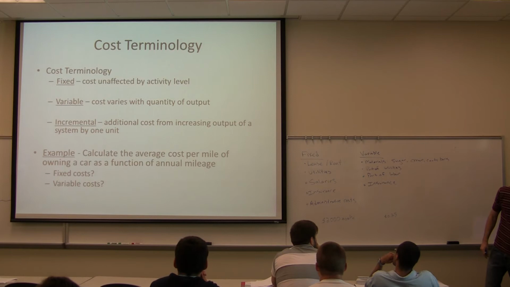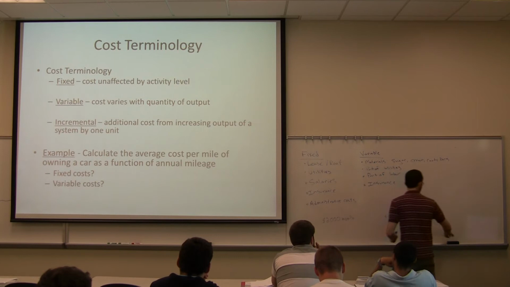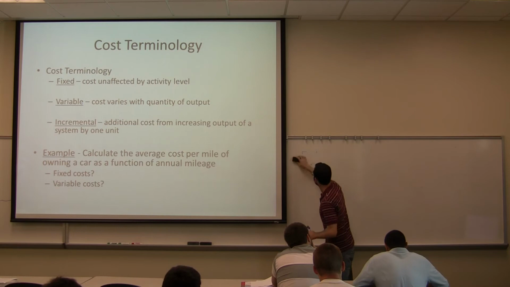So now if we think about cars as another example, the average cost per mile of owning a car is a function of annual mileage. This is near and dear to my heart because I've been comparing alternatives. The current option, the family car that I have right now, I bought in 2008 for $3,000. I bought it as a disposable car.